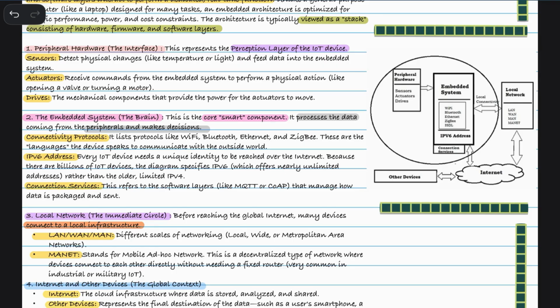And the journey ends at the other devices. This represents the ultimate destination of the information, right? It is the ultimate destination, whether it triggers an automated machine-to-machine command to shut down the industrial pipeline, or it sends a real-time status update to the user's smartphone interface miles away. It depends on the needed action.